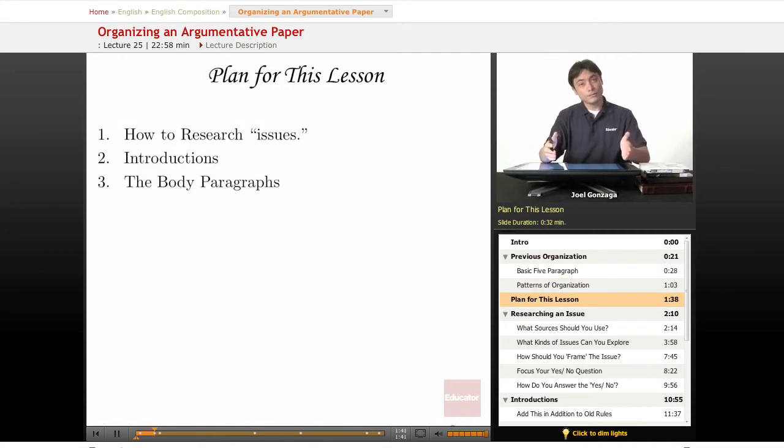The plan for this lesson will go this way. You're going to learn how to research and brainstorm issues. Remember, these issues are questions that you're going to be answering in your argumentative essay. I'll be running through a couple of ways to make a really good introduction, and then we're going to focus on those body paragraphs, because it turns out you're not always going to be limited to 3, and you might not always be limited to certain ways to do things.